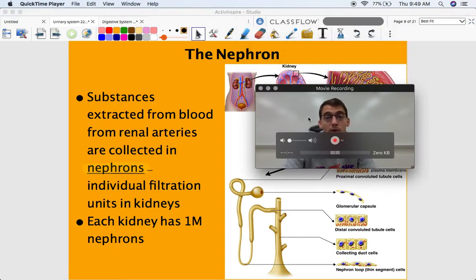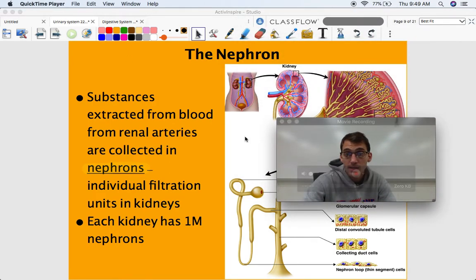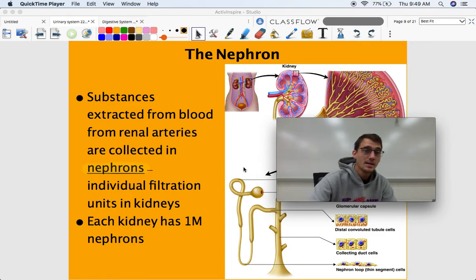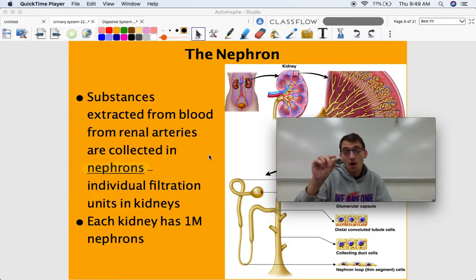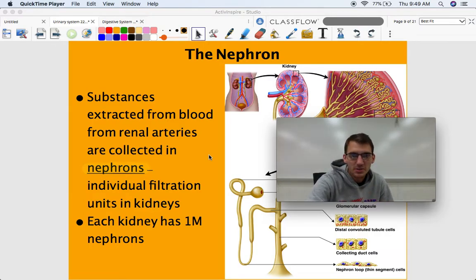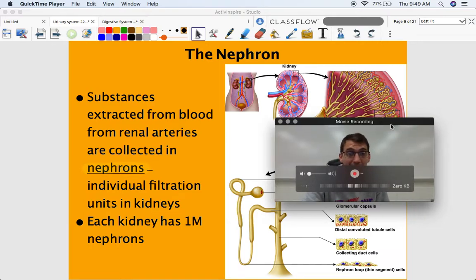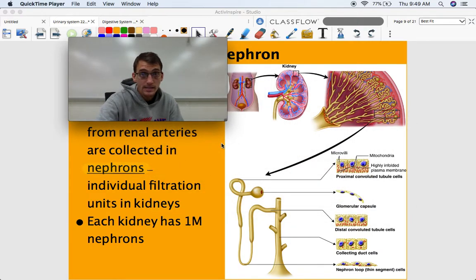Now we're going to talk about the nephron here, and we're going to study the anatomy of the nephron, and then we're going to wrap this up. Substances extracted from blood in the renal arteries are collected in nephrons, which are defined as the individual filtration units in the kidneys. So your kidneys are the organ that does the filtration, and all the individual units that collect all that filtering are called nephrons. Each kidney has 1 million nephrons. What we're going to look at is the series of tubes that go through the renal cortex and the renal medulla, and their job is to filter out excess substances and metabolic wastes from your blood.